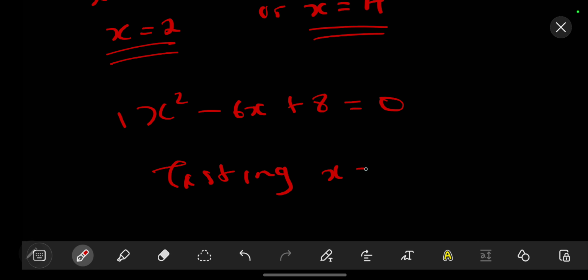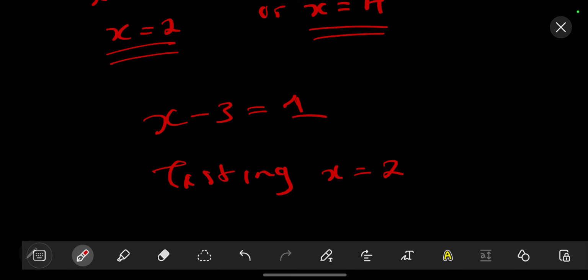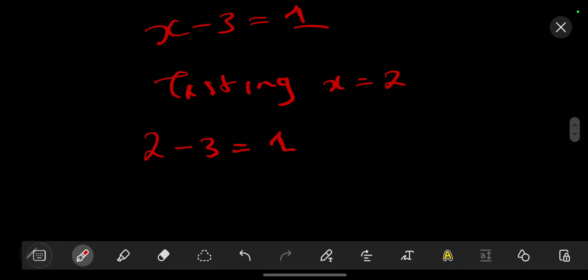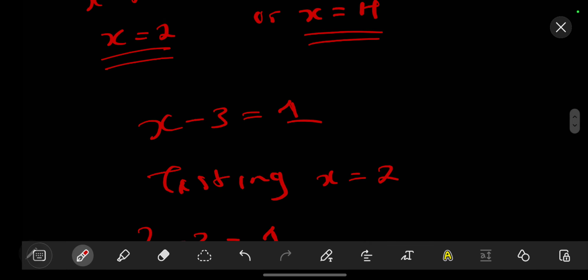Let's say x is equal to 2. No, sorry, not this equation. We use the original equation, which is x minus 3 is equal to positive 1. If x is equal to 2, is it true that we are going to get 1? So we have to test. So 2 minus 3 gives us negative 1, which should be equal to positive 1. Now this is false. So meaning to say what you found when you squared is not part of the solution.